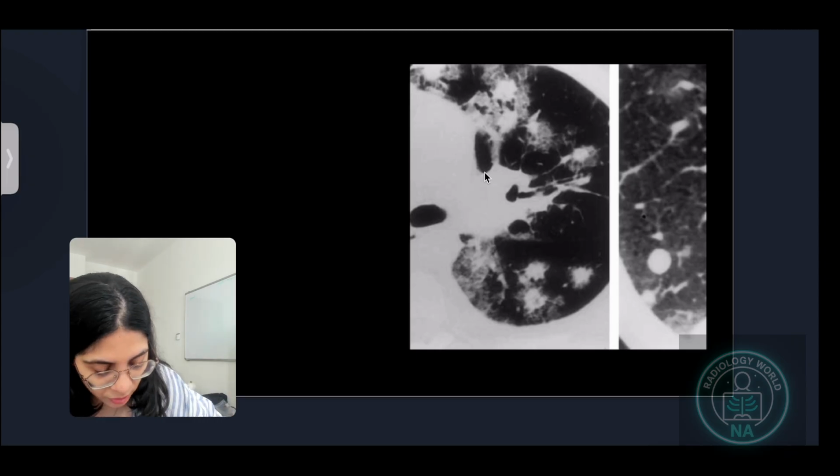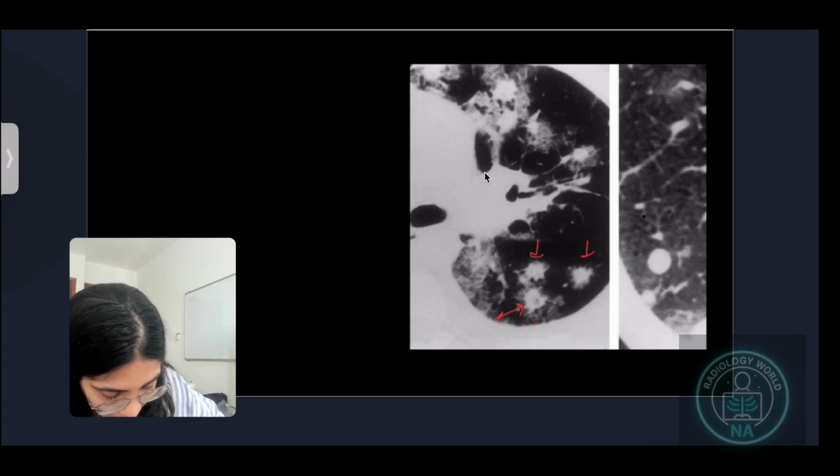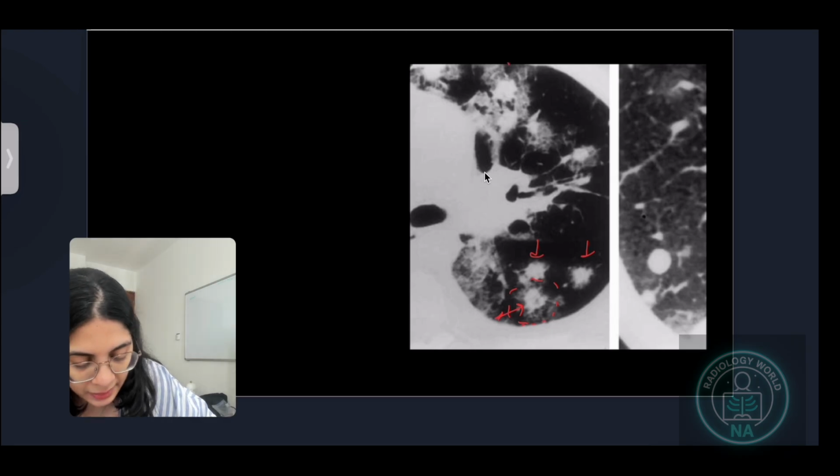If you see this particular sign, you can see there are multiple nodules, and you can see that there is this halo present over here. Okay, so this is your characteristic halo sign.